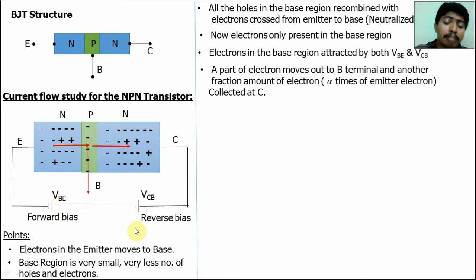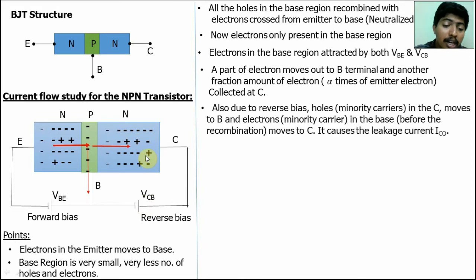At the same time, here reverse bias is applied, so due to the reverse bias, the minority carrier holes are repelled by the VCB, so the holes move from the collector side to the base. The electrons, the minority carrier in the base terminal, move to the collector side. This is minority carrier movement. This creates a current. That current is called reverse saturation current or leakage current IC0.